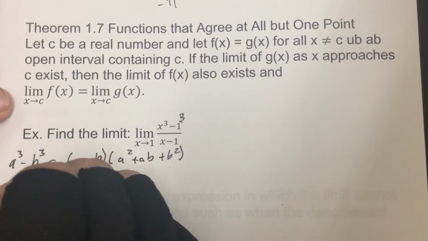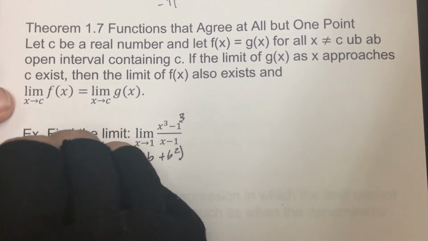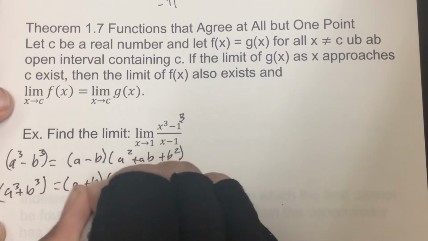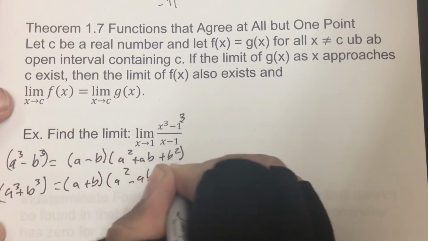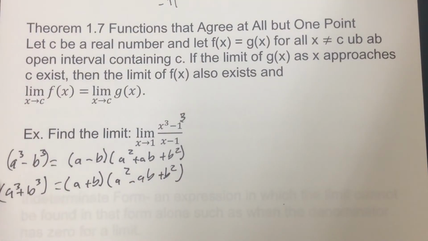When they're added together, it's going to go to a plus b, a squared minus ab plus b squared. These are from advanced math. We covered them then. You probably don't remember them, so make sure you write these down on your notes, and save these for quizzes and the test when you put it on your note card.